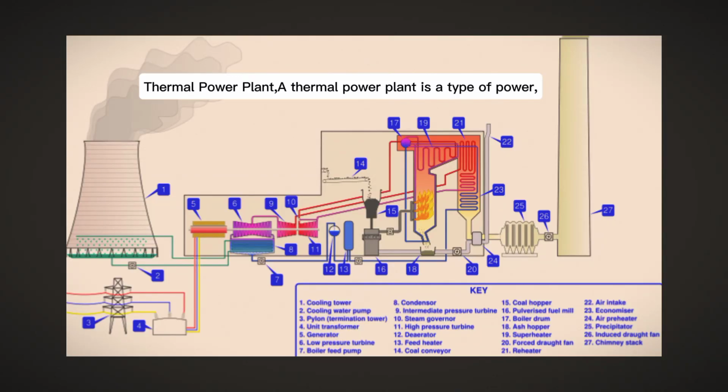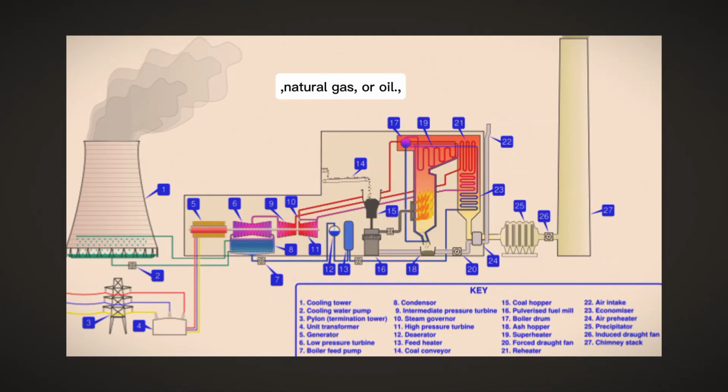Thermal power plant. A thermal power plant is a type of power generation station that uses heat energy to produce electricity. The heat is typically generated by burning fossil fuels such as coal, natural gas, or oil. Key components of a thermal power plant.